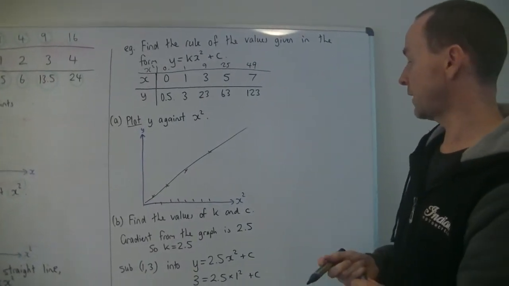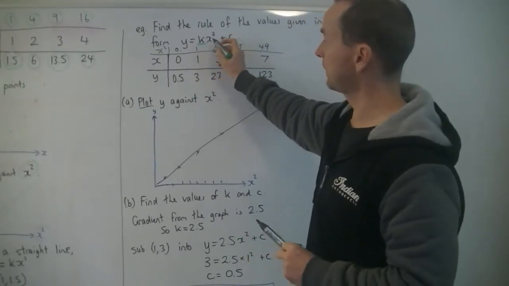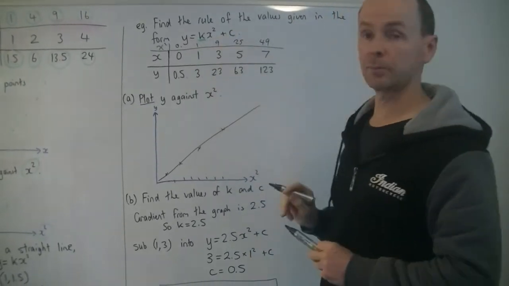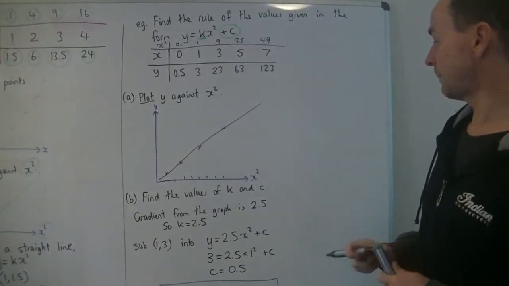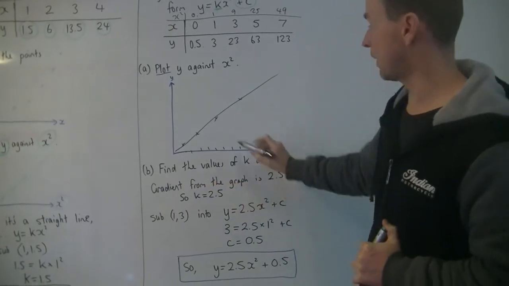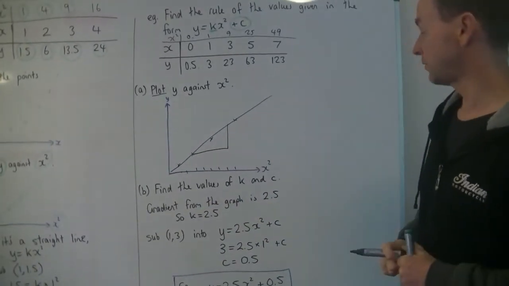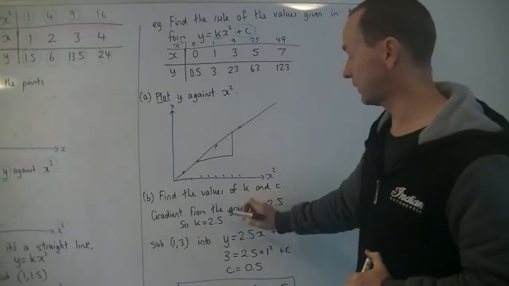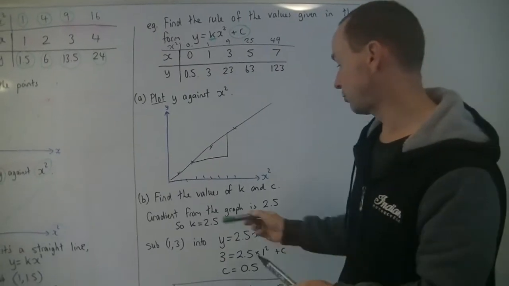Now, it says find the values of k and c. So k is there, that's a constant in front of that, and that's a gradient, remember? And c is the y-intercept. Alright, so let's have a look. Find the value of k. The gradient from the graph, so when you do this accurately, again you'll find rise over run. So you'll find your gradient, and we've worked it out at 2.5 if you do it accurately. So we've got k is 2.5.